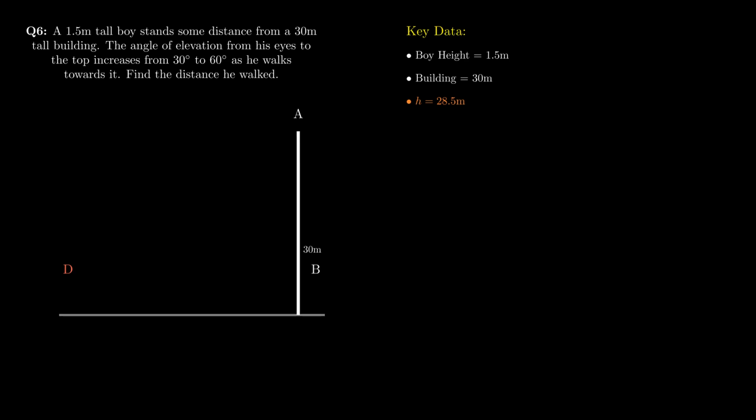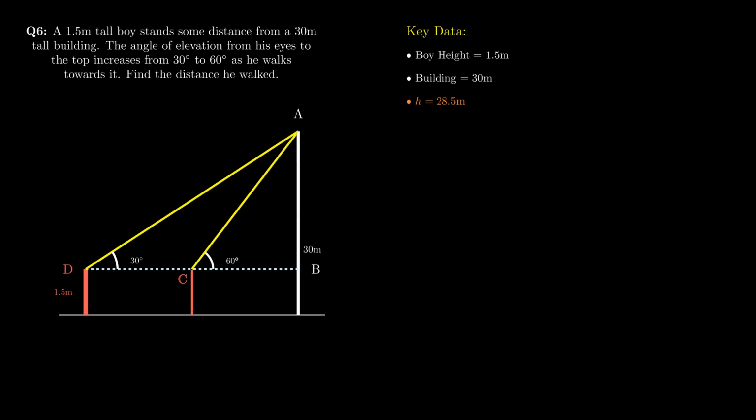Point A is the top and point B is at eye level. The boy starts at point D with a 30-degree angle of elevation. As he walks to point C, the angle increases to 60 degrees. We mark the working height h as 28.5, the distance walked as x, and the remaining distance as y.